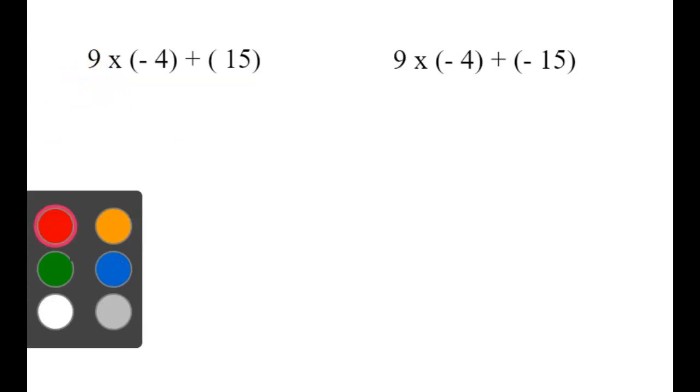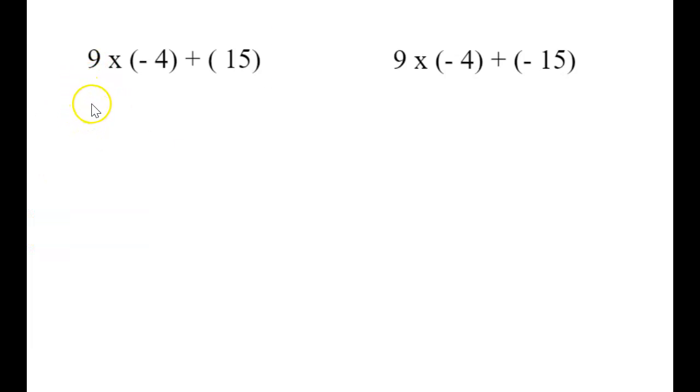If you look at both of these expressions, they're basically the same, except the 15 is a positive in the first one and a negative in the second one, but we would simplify them in the same way. Remember our order of operations. We should always work with multiplication and division first.